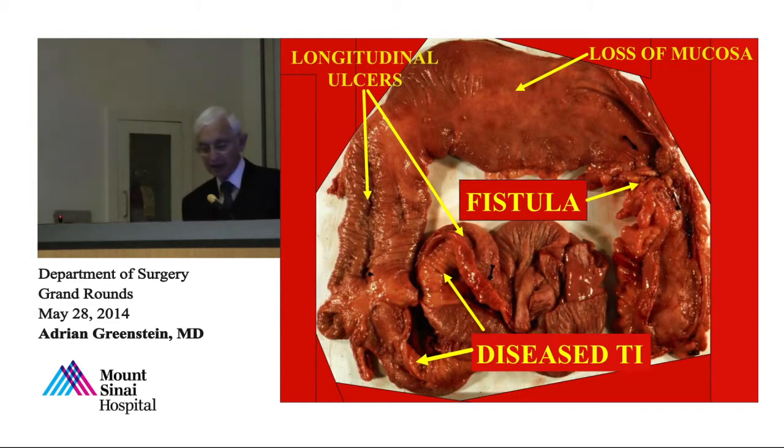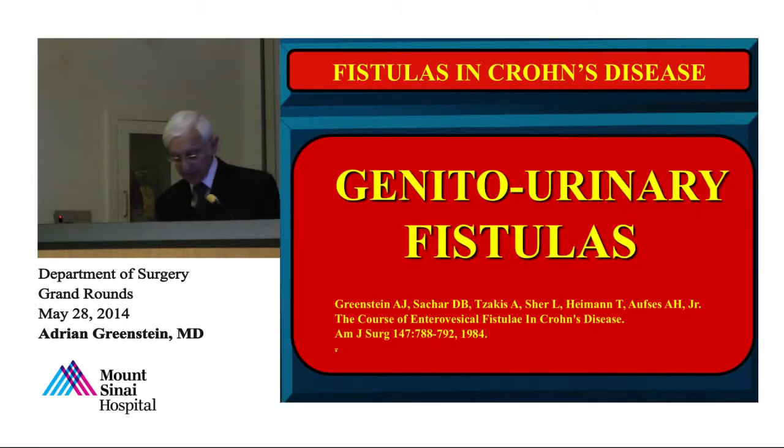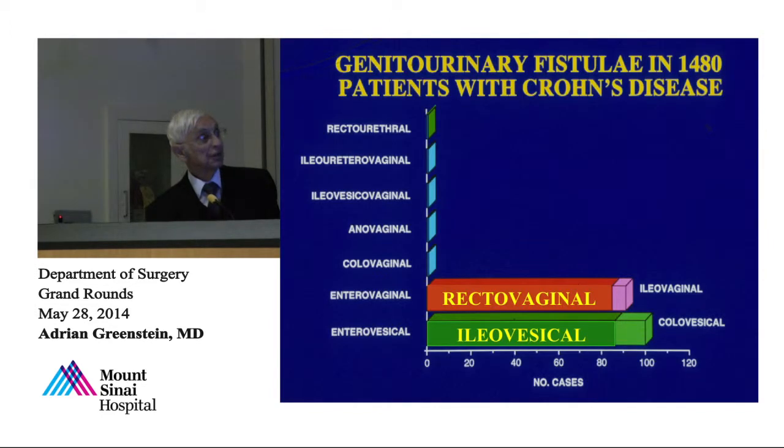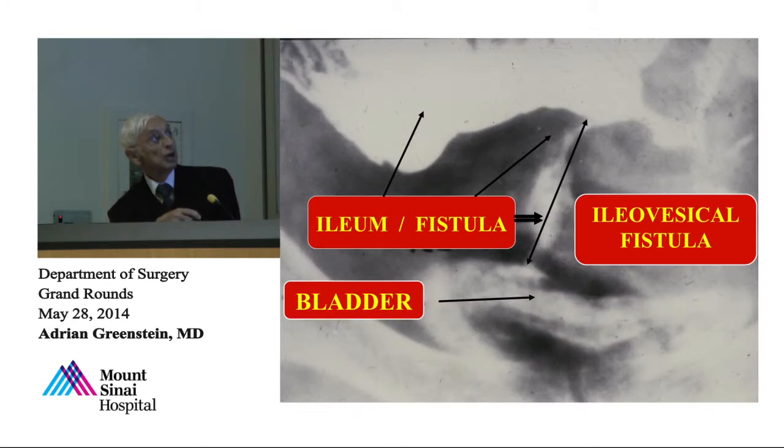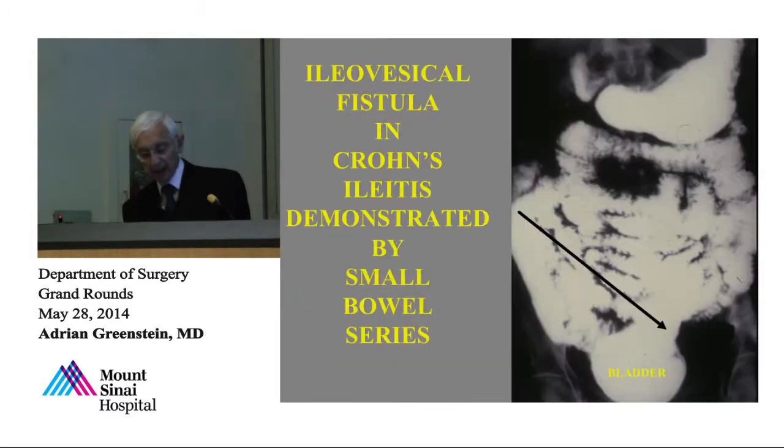Now, genitourinary fistulas are quite common in this disease, and the types of genitourinary fistulas are rectovaginal, ileovaginal, colovaginal, a few, but most of them rectovaginal and ileovesical. And this shows a fistula from the bladder, which is here, going up to the small bowel, which is over here. Ileovesical fistula, which is not uncommon. And here's another one, in 38 patients, which were studied with Dr. Tsakis, who now runs a transplant service down in Florida.